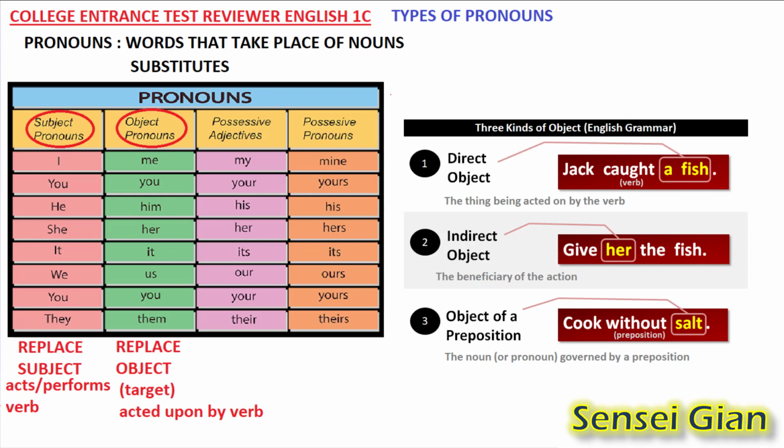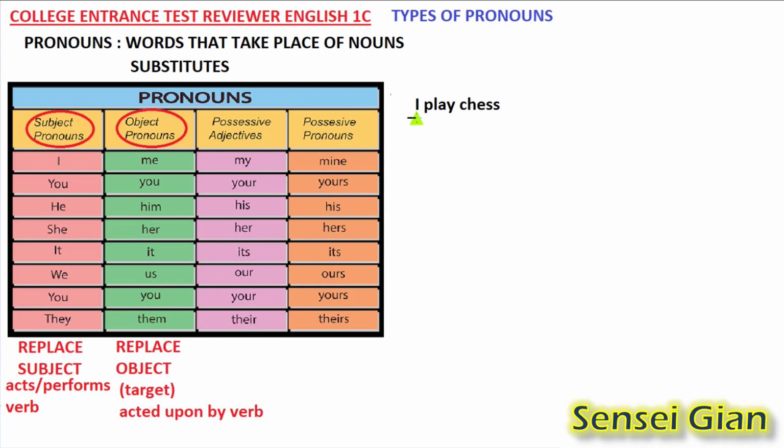So for object pronouns, my example earlier is I play chess. I is already a pronoun, and the verb is play. How can we replace chess? Chess is replaced by the pronoun, so I play it. That's how you use object pronouns.